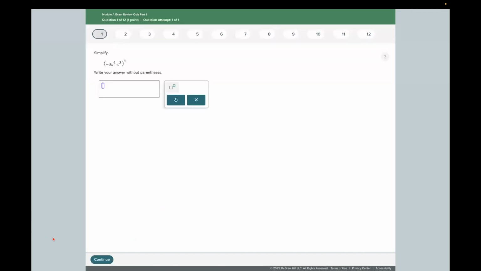All right, so the first question says, simplify this expression. So I have the product of a bunch of things raised to the power of 4. And the way this works is I need to raise each item in here to the power of 4. So this is going to be quantity -3 to the power of 4. And somehow I'm having trouble with my stylus. That's okay. Then it'll be u to the power of 4 times 4, so 16. W to the power of 3 times 4, which is 12.